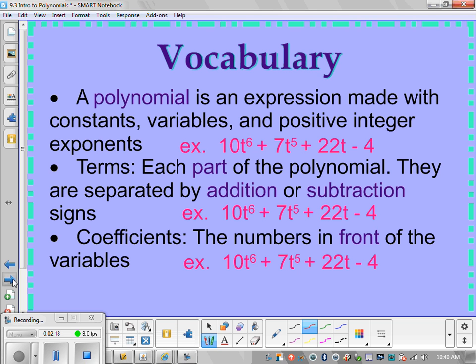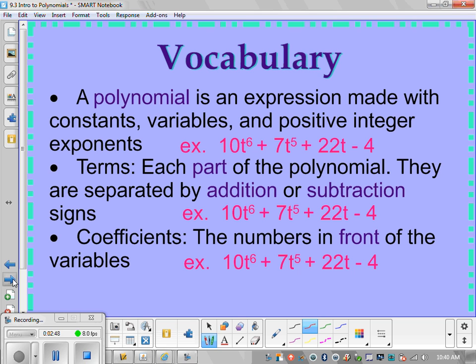Some key vocabulary that we're going to need for this section. Number 1 is, what is a polynomial? A polynomial is an expression made with constants, variables, and positive integer exponents. For example, you will see I have 10t to the 6th plus 7t to the 5th plus 22t minus 4. There are 4 separate terms in that polynomial.